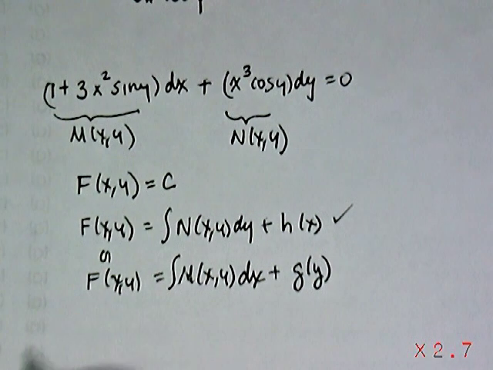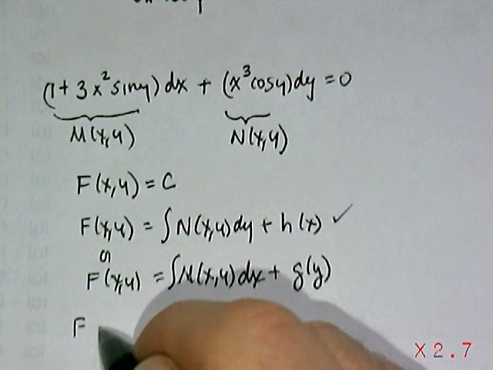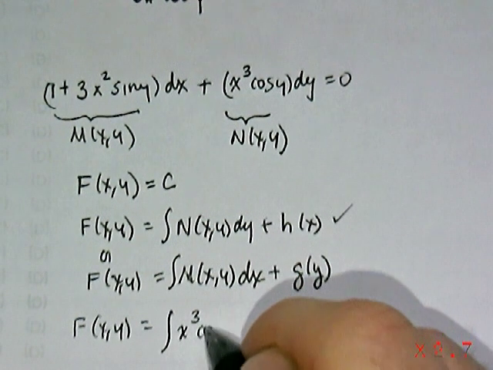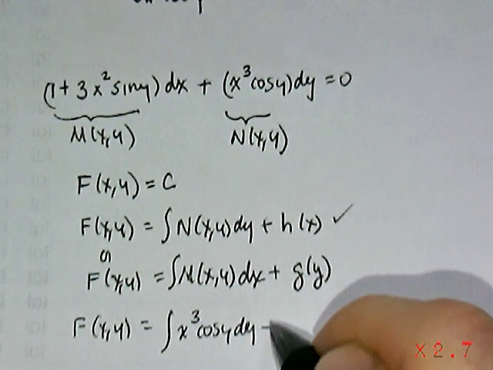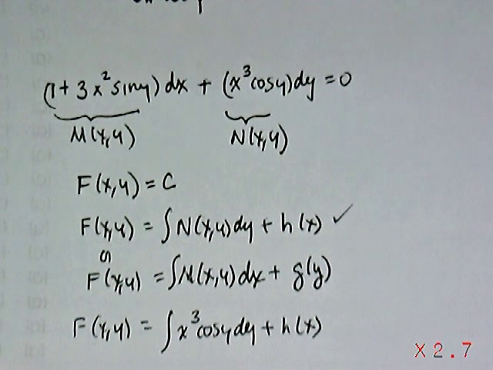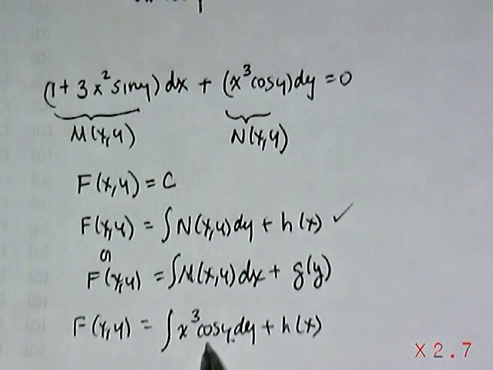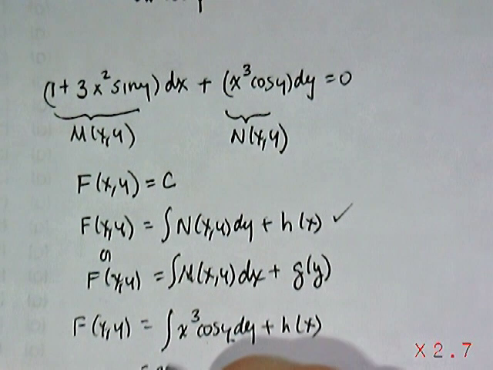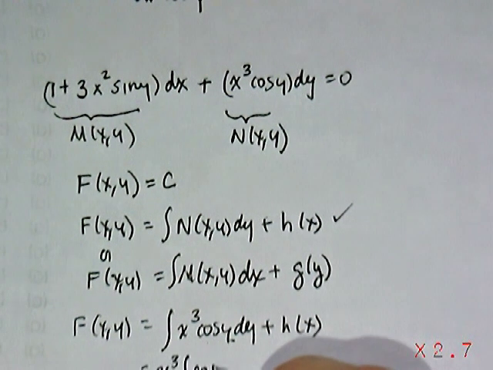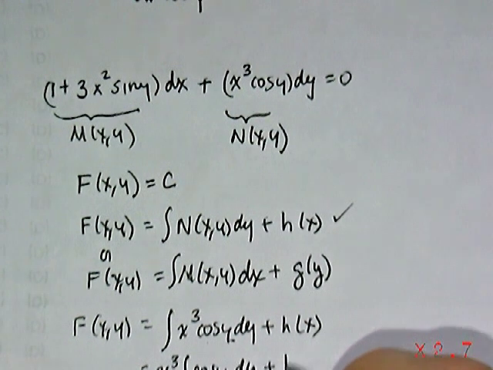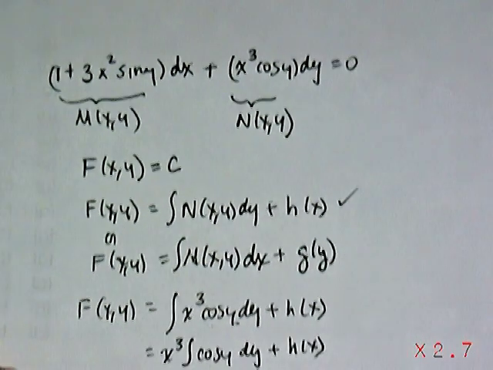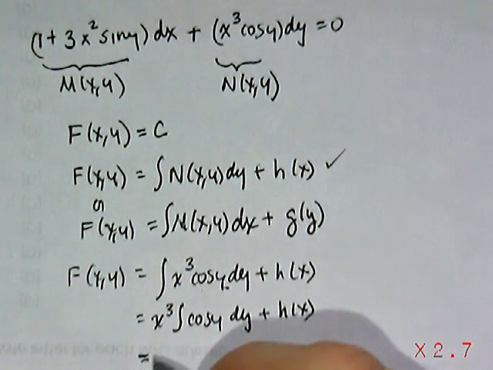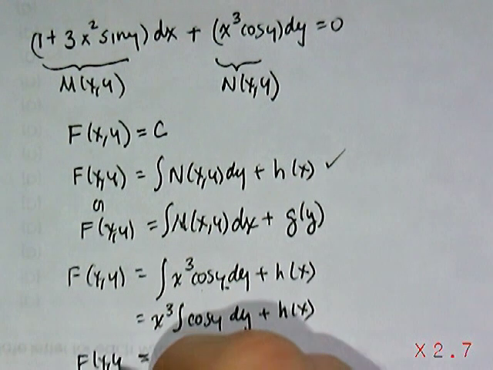So in that particular case, what we'll be writing f of x y as is the integral of x cubed cosine y dy plus terms in x, which will be represented as h of x. But you're integrating with respect to y, so x cubed here will be acting like a constant, so that's going to be x cubed on the integral of cosine y dy. And I think we all know what the integral of cosine is. That's simply equal to sine.